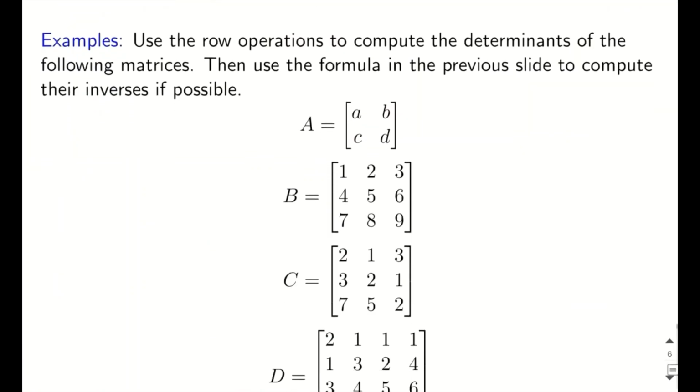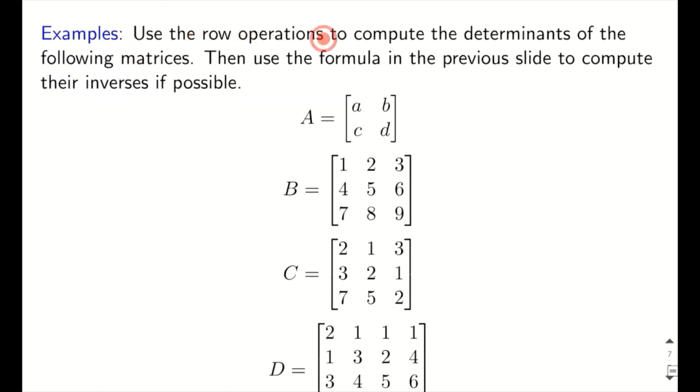All right, so now the example here. Use row operations to compute the determinants of the following matrices. Of course, for A, there is no need to use row operations because it's just 2 by 2, so we multiply AD and subtract CB.